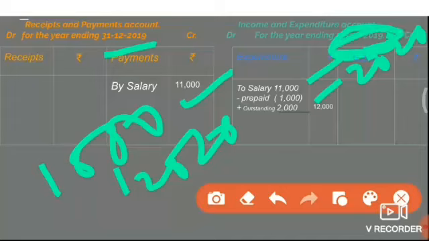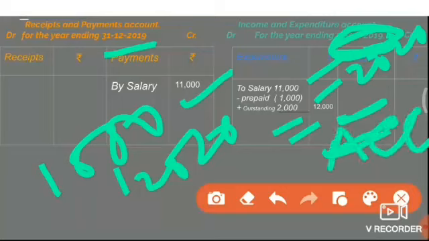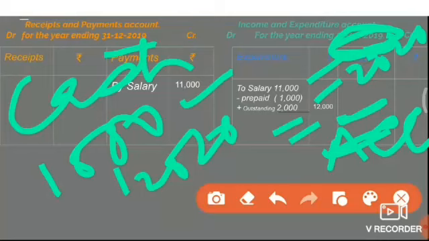So here we will remove this 1,000 from the cash of 11,000. Then the amount which is not paid during the year as salary, 2,000 rupees, will be added to the cash salary of 2019, and the total will be shown as 12,000 rupees. So this is on accrual basis. So income and expenditure is on accrual basis, and receipts and payment is on cash basis.